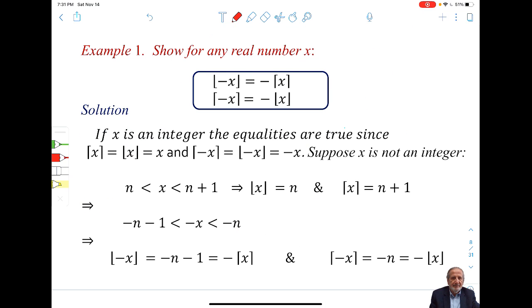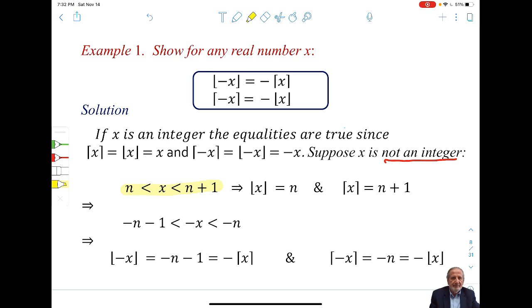Now, how do you prove this? First of all, if x is an integer, then those equalities are true, because when x is an integer, all these brackets are gone, and you see how these are satisfied. Now, suppose x is not an integer. So when x is not an integer, I'm going to put x between n and n plus 1. I'm just going to compute all the terms I need.